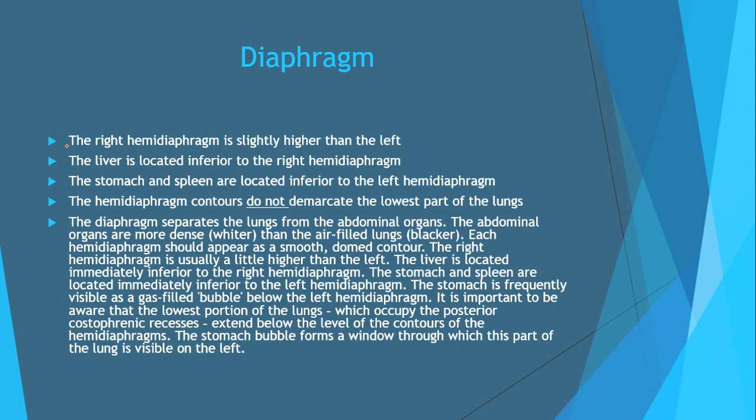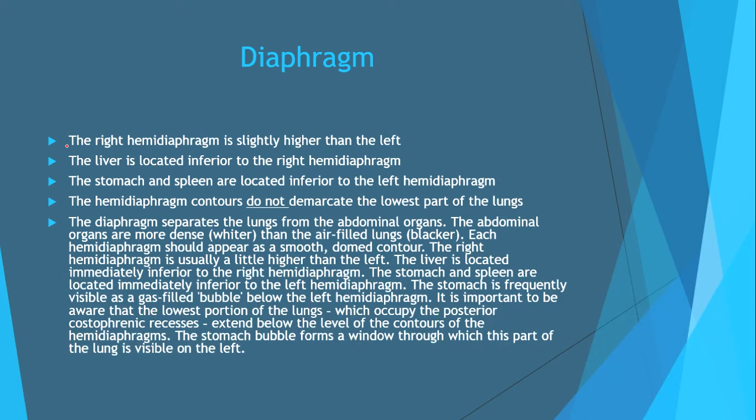Diaphragm. The right hemidiaphragm is slightly higher than the left. The liver is located inferior to the right hemidiaphragm. The stomach and spleen are located inferior to the left hemidiaphragm. The hemidiaphragm contours do not demarcate the lowest part of the lungs. The diaphragm separates the lungs from the abdominal organs. The abdominal organs are more dense, whiter, than the air-filled lungs, blacker.